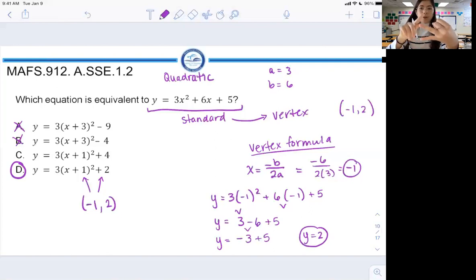So is it standard form? Is it slope intercept form? Is it vertex form? There's a lot of them, right? All of those things can help you contextualize the problem and figure out what it is you need to do. Okay, so that's the first thing that you need to do.